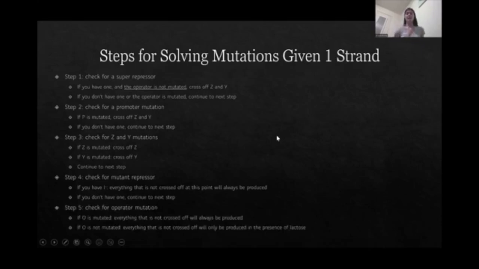And step 5, we're going to look at an operator mutation. So at this point, we know we have I plus. If O is mutated, that means that, again, just like with I minus, even though we're making the repressor molecule, it can't bind. So anything that is not crossed off at this point will always be produced because there's nothing to repress transcription. But if O is not mutated, so it's normal, and we have the I plus, that means that everything that is not crossed off will only be produced in the presence of lactose. Because in the absence of our inducer molecule, that regulatory protein is going to be bound to the operator and repressing transcription. In the presence of lactose, we have that inducer molecule, the regulatory protein leaves, now we start transcription.